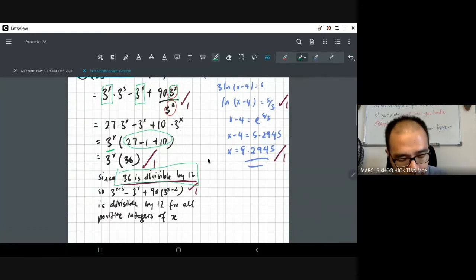Okay, so the entire thing is divisible by 12 for all positive integers of x. I need to see the words 36 is divisible by 12. Can be divided by 12. Yes, of course it can. 36 divided by 12 is 3. Okay, so the 3-mark question, one over here, and one over here.